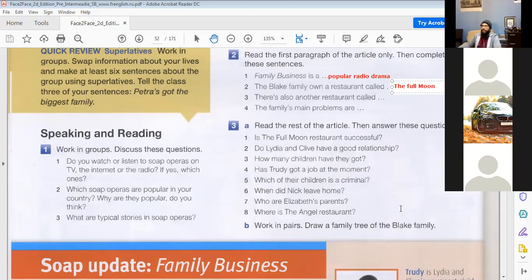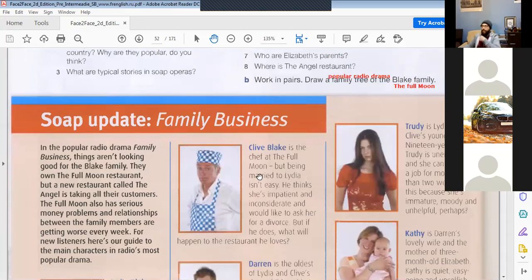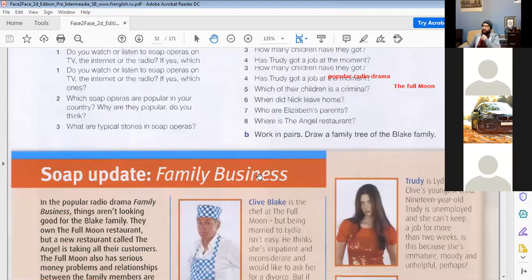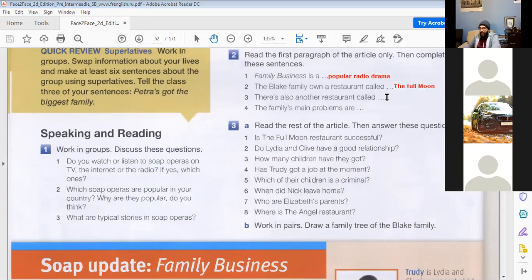And the other restaurant, what is it called? Can you remember the name of the other restaurant? Excuse me. I'll show you. What is it, Samiha? Angel. The Angel, correct. So The Angel. The other restaurant is called The Angel, right? But what's the main problem of this series? What is it? The family's main problems are, what are the family's main problems?